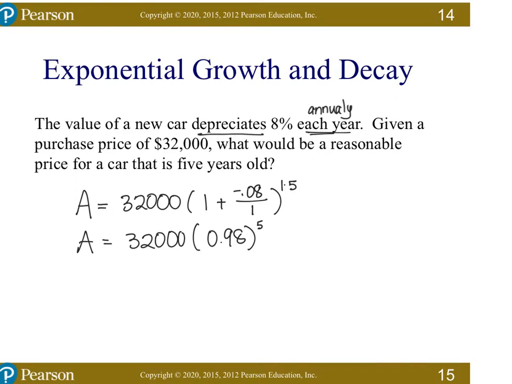I apologize, that should be 0.92. I need to subtract correctly. There we go. And so that gives us a purchase price of $21,090.61. Don't just stop there, because it's money, so we round to 61 cents. That would be a reasonable price for a car. So maybe if you were going to try and haggle, you would offer $20,000 or $21,000 for that car in 5-year-old condition.